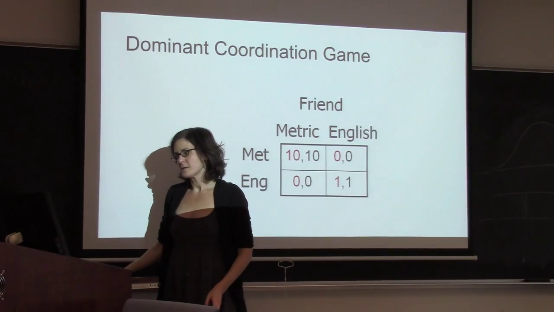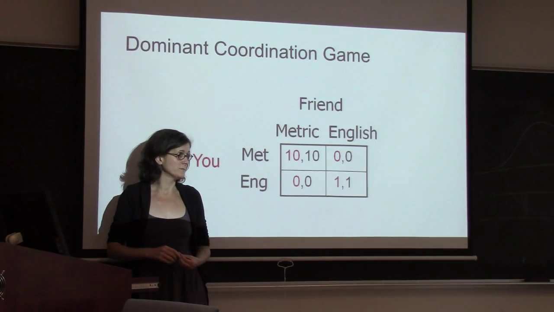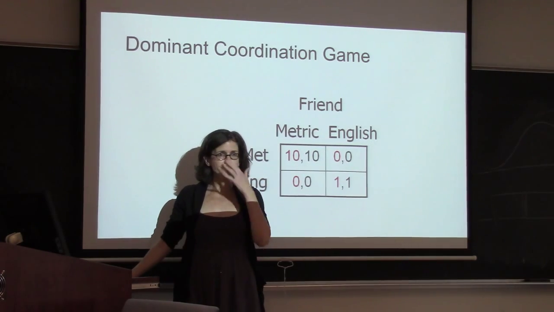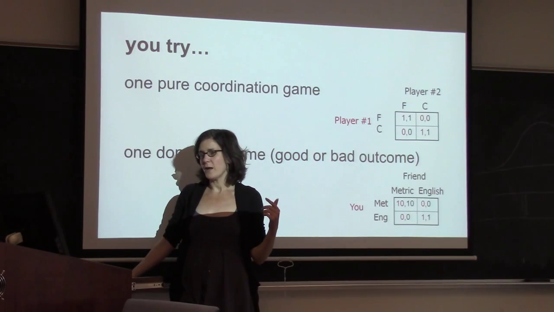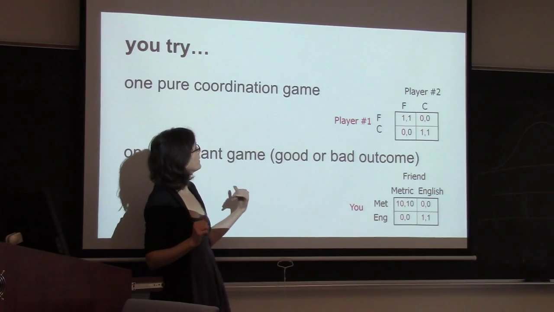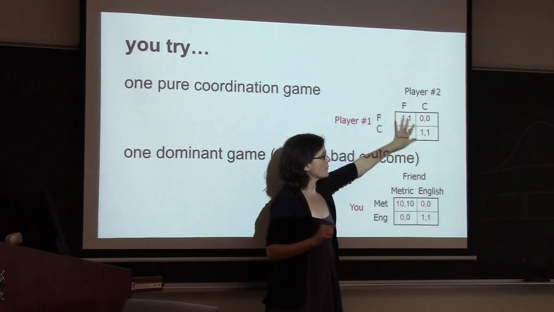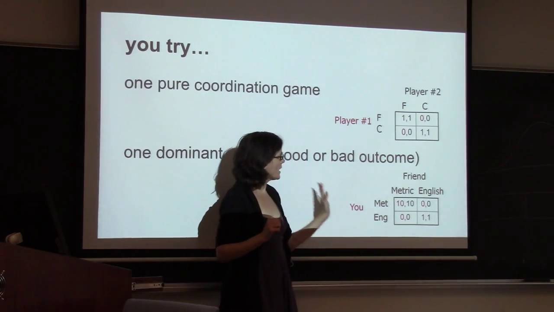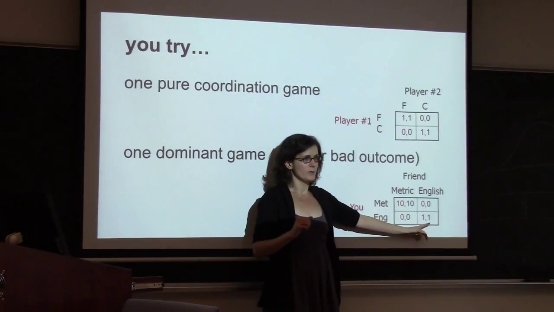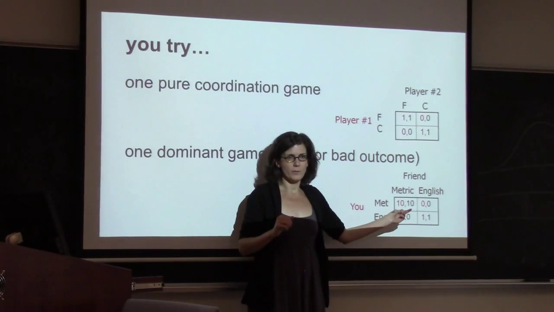So for your homework, you have to come up with some examples from your brains. I figured that was kind of hard, so we'd spend some time working in pairs. I'd like you in pairs to come up with one pure coordination game where it doesn't matter where you end, and one dominant one where there is a better outcome, but it's possible you can land in this crappy place, or you can land in a really good place.